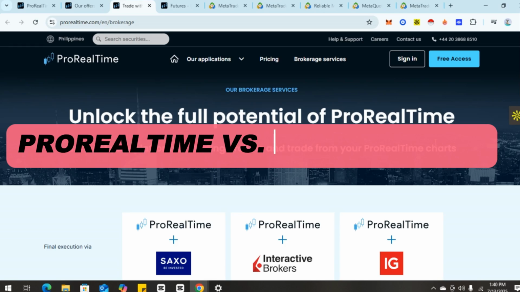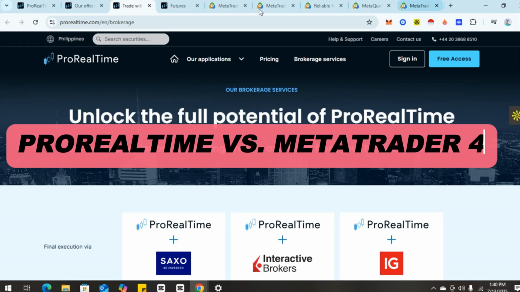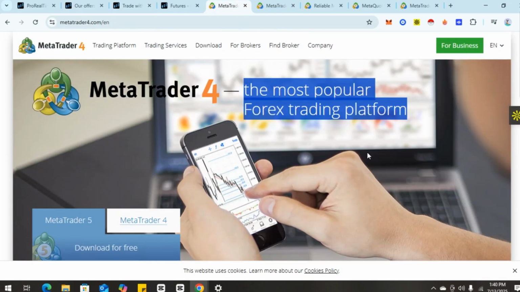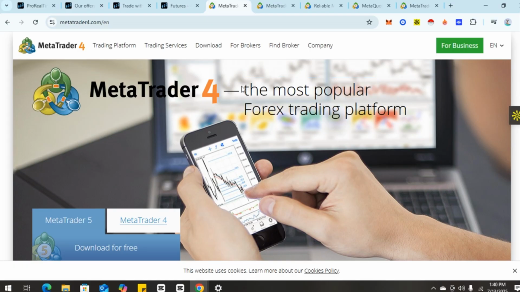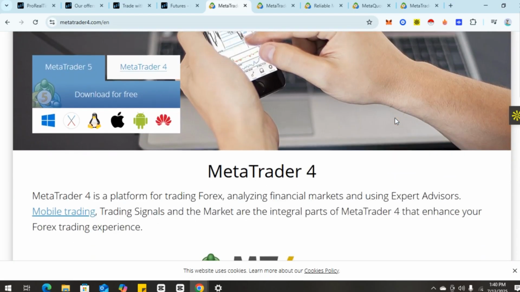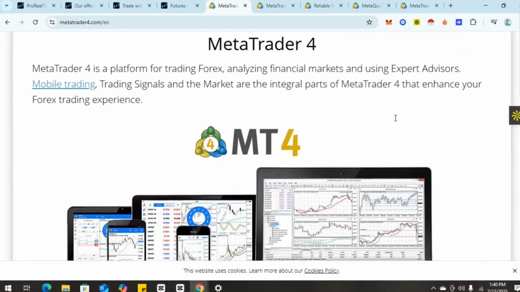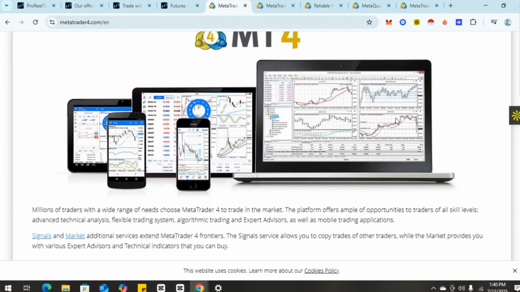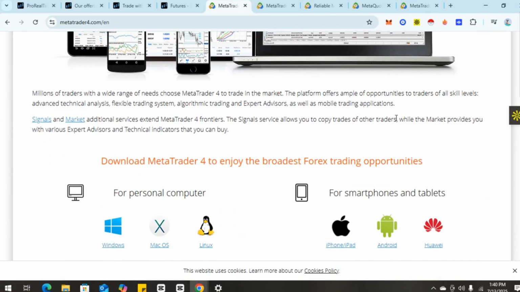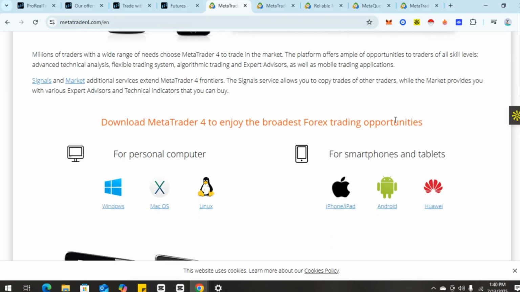ProRealTime versus MetaTrader 4. MetaTrader 4 remains a veteran platform, favored globally for forex trading, known for its lightweight structure, fast execution, and compatibility with thousands of brokers. It's scriptable using MQL4 and supports a massive ecosystem of indicators, expert advisors, and copy trading services.